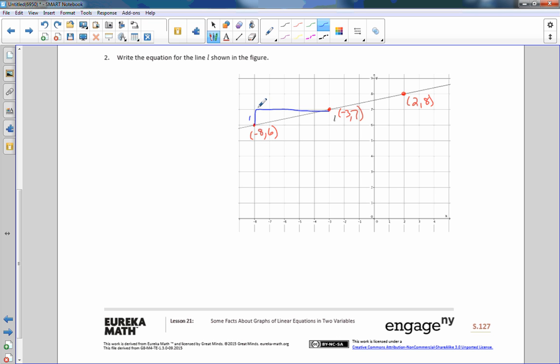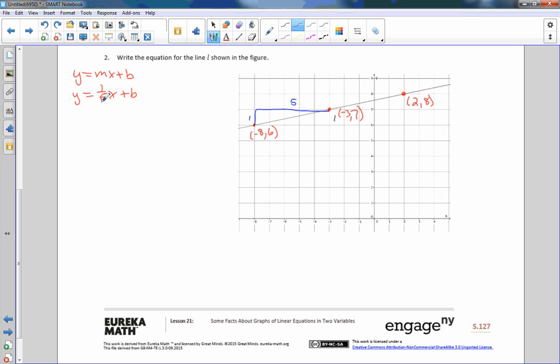This is a rise of 1 and a run of 1, 2, 3, 4, 5. Difference in x is 5. Difference in y's is 1. So I have the slope up 1 over 5. So my equation is y equals mx plus b. My slope is rise over run. So y equals 1/5 x plus b.